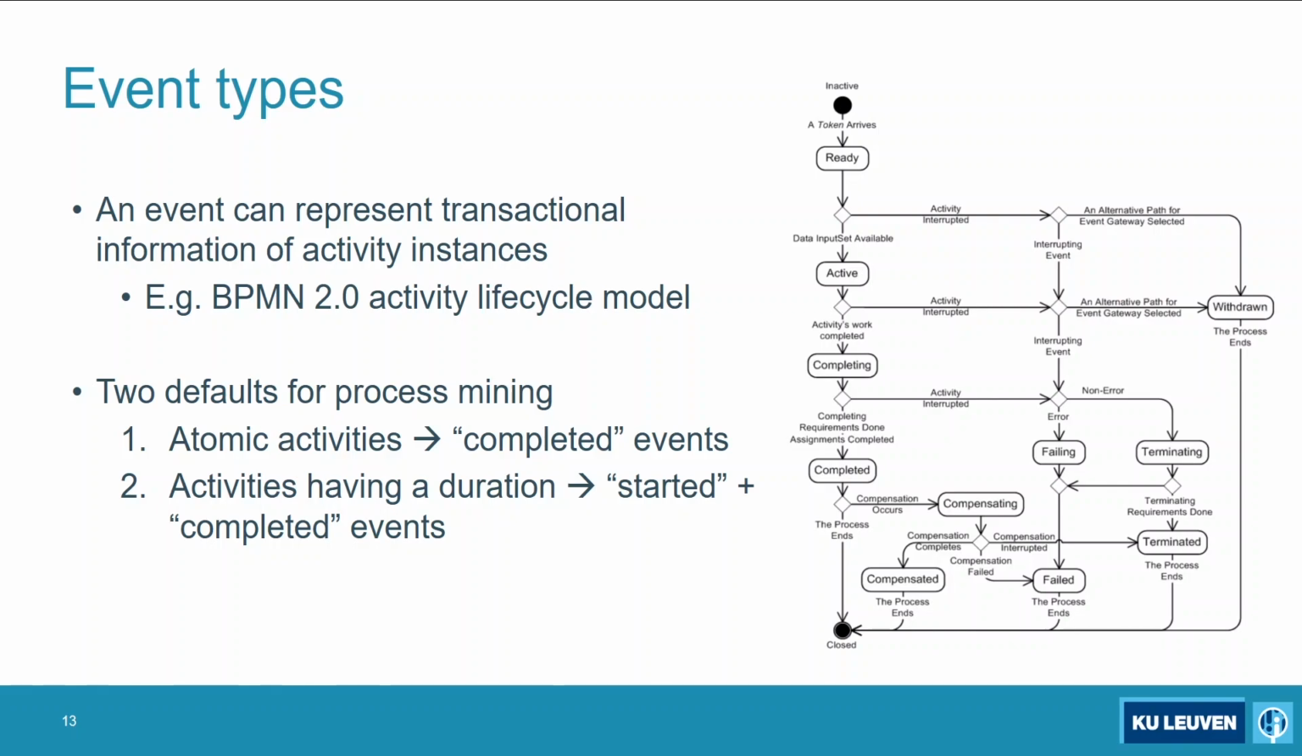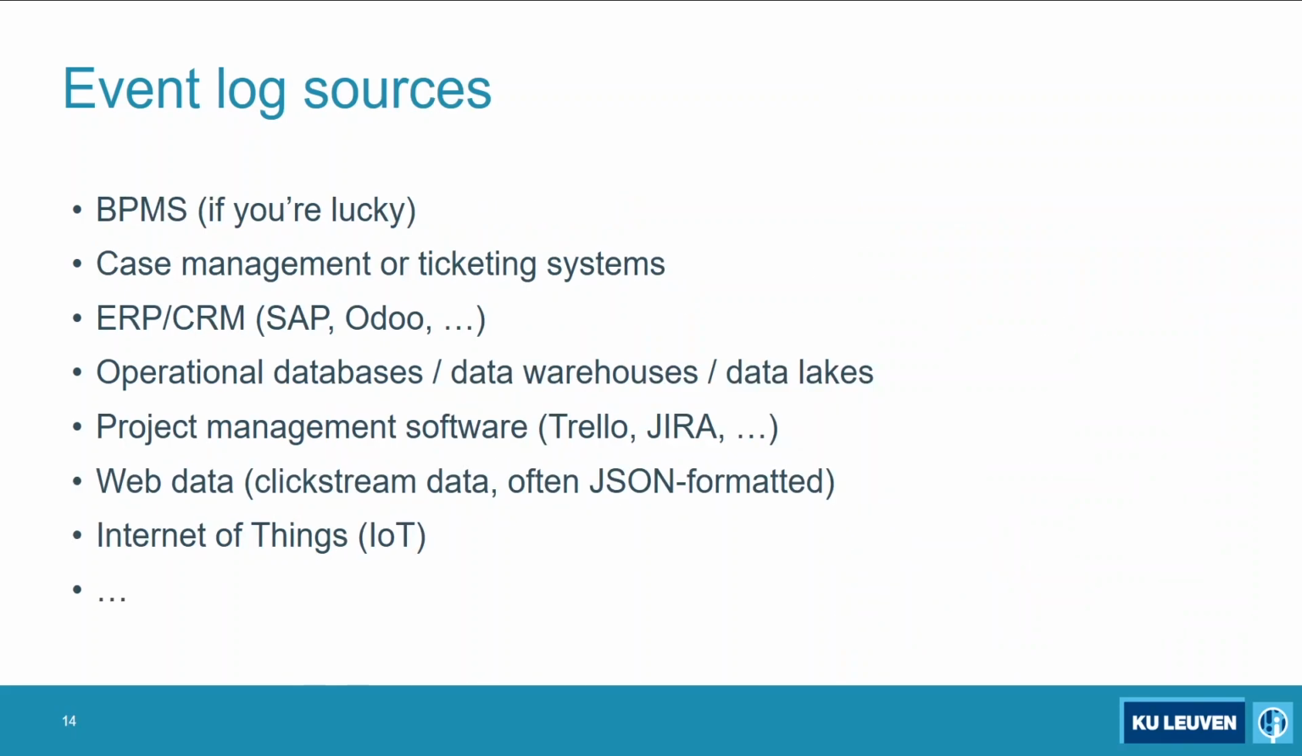There also have been some people that have been working on other event types. For instance, if you see abortions, etc., some kind of stranger event types. But in typical process mining cases, we would either work with atomic events, and then we typically assume that the event that is observed is the completed timestamp, or we work with two events per activity, and in that case, we typically have started and completed events. Okay, is that clear? Good.